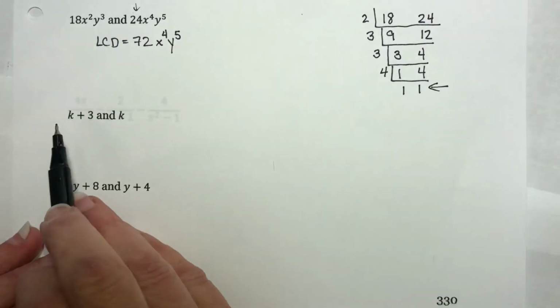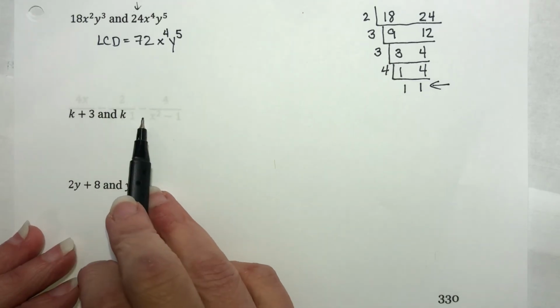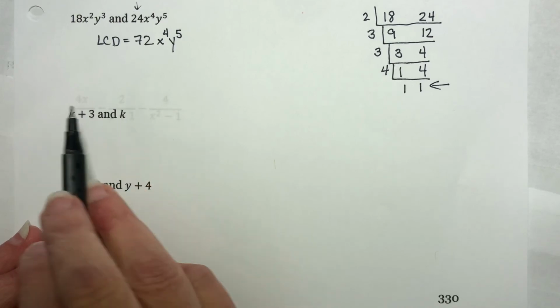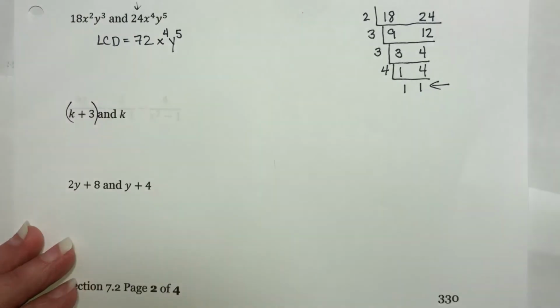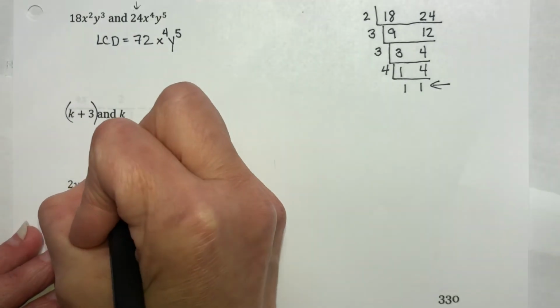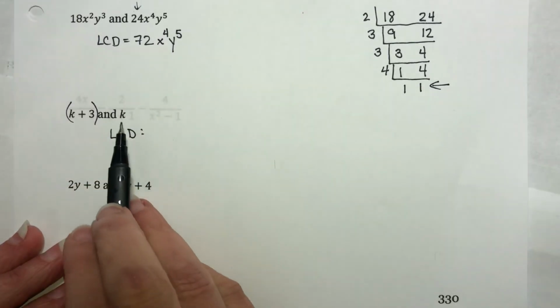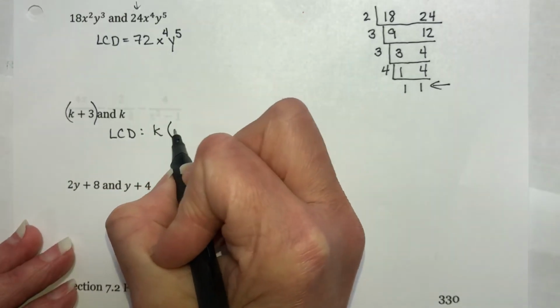So let's find the LCD here, K plus 3 and K. First thing to do is to factor as much as possible. Well, this is just K, so there's nothing to factor here. K plus 3 does not factor, so I put it in parentheses. It is a unit. It has to work as a unit. My LCD, I need to write down every base that appears. I have a K. I have a K plus 3. That works as a unit.